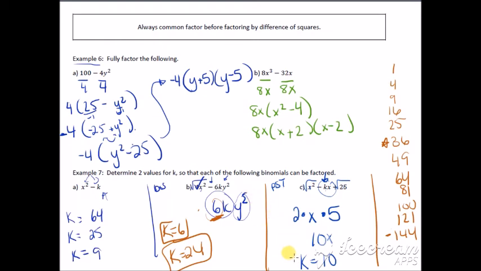Okay, so k can equal 10. K can actually also equal negative 10, which would flip this sign in here. If k equals negative 10, it would flip the sign to a positive, which still works.